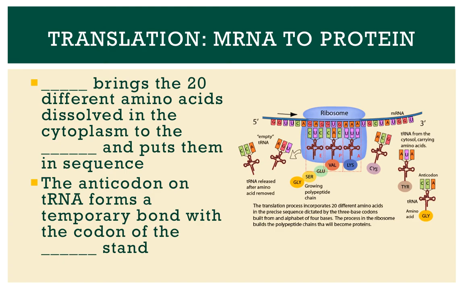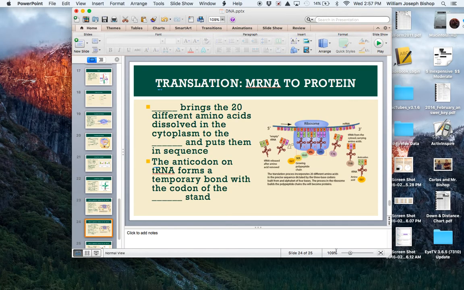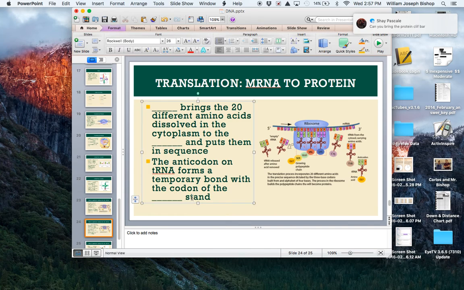tRNA brings the 20 different amino acids dissolved in the cytoplasm to the ribosome and puts them in sequence. The anticodon on tRNA forms a temporary bond with the codon of the mRNA strand. We have a misspelling there.